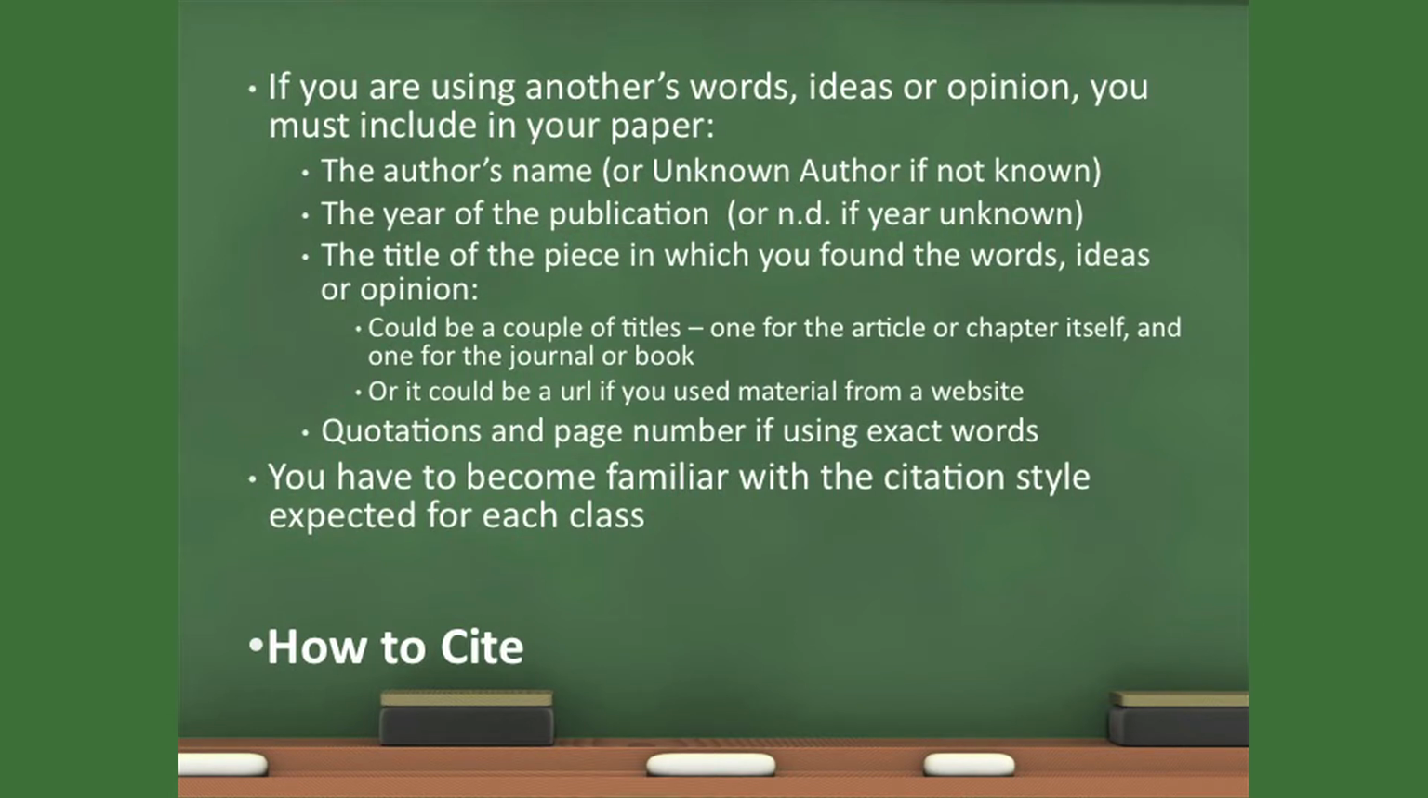So I can't get into the details and the techniques of citation, but generally speaking, if you use something from somebody else, you need to tell the reader. And you tell the reader by telling them the author of what you read, the year it was published, the title of the piece, and if you're using direct words, you're copying exact words, you need to give quotation marks around it and a page number, right?